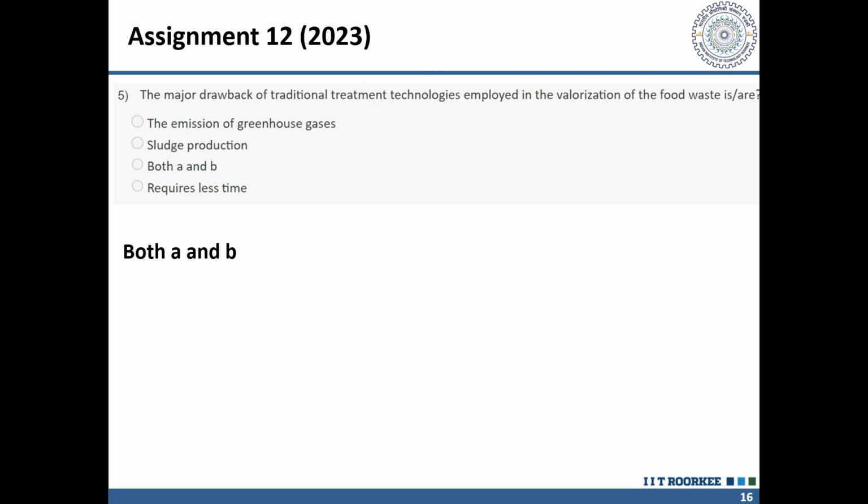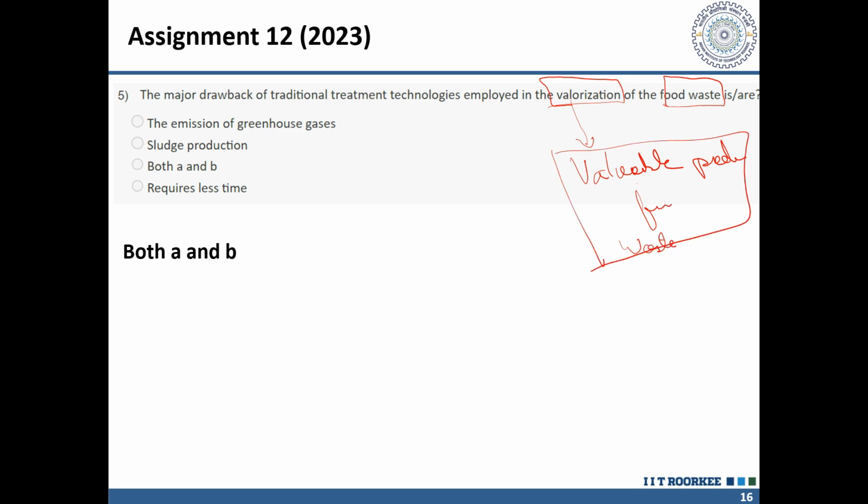Now let's move on to the fifth question. The major drawbacks of traditional treatment technologies employed in the valorization of food waste are. So when we valorize the food waste, first of all, what is valorization? Valorization means to produce valuable products from waste. So this is known as valorization.